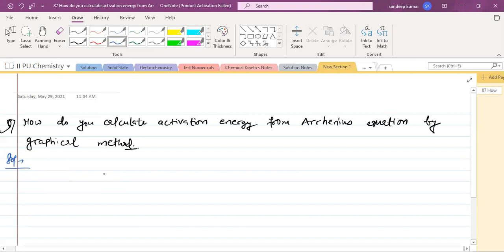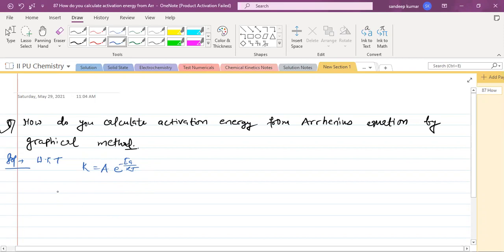What is the Arrhenius equation? From the Arrhenius equation we know that k is equal to A into e to the power minus Ea upon RT. This is the Arrhenius equation, right? Where k is the rate constant, A is the pre-exponential factor, Ea is the activation energy, R is the gas constant, and T is the temperature.